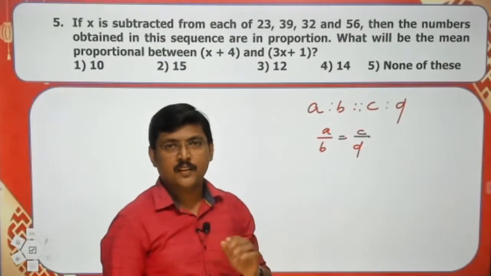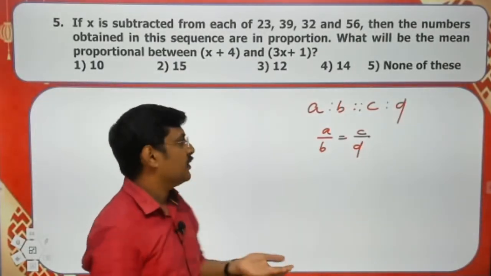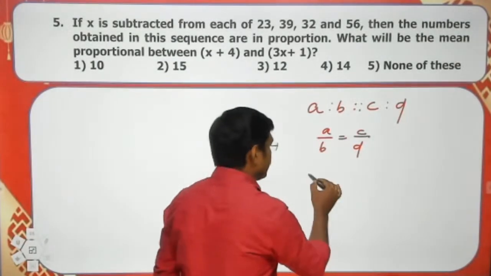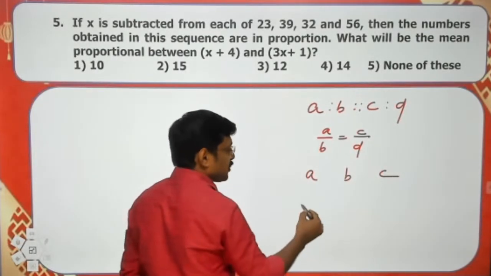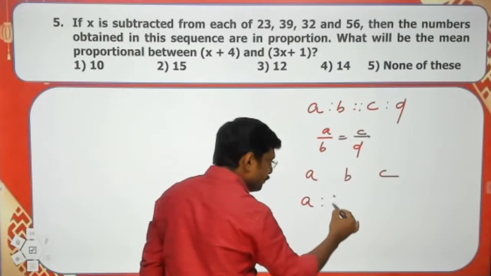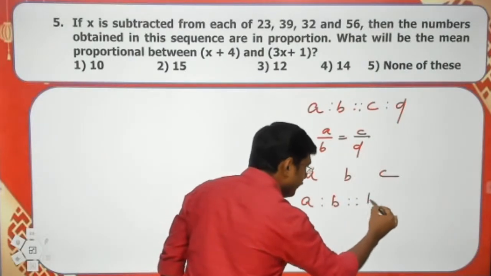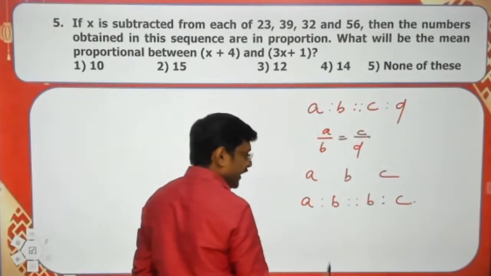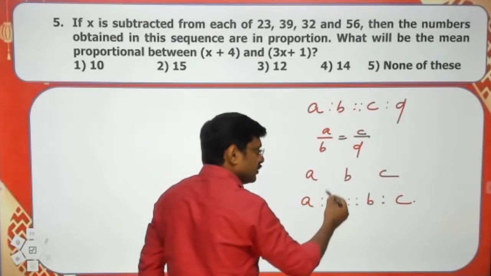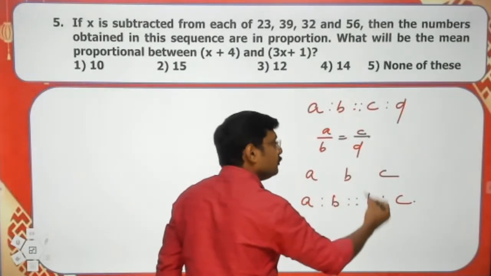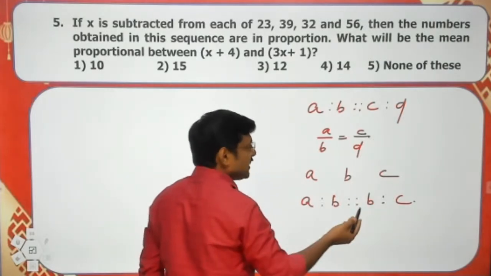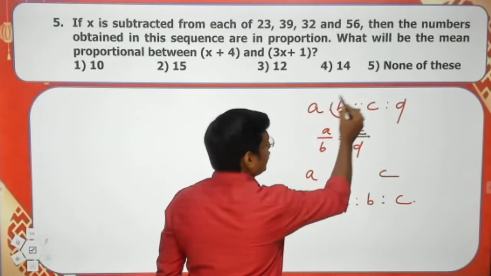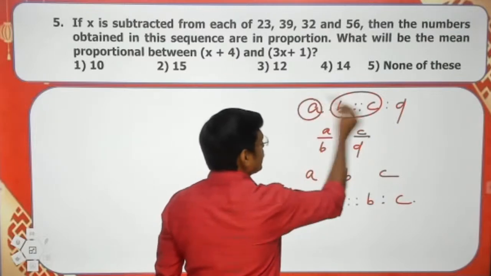This is the frame. What we mean by mean proportion is, if 3 values are given, for example A, B and C, the frame is A is to B as B is to C, or A by B is equal to B by C. When we are dealing with these types of questions, we should always remember that this is the mean value and this is the extreme value.